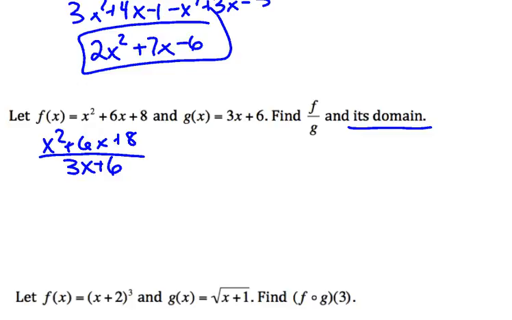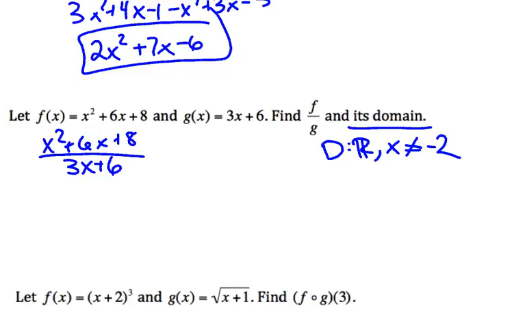And then you look at their new form. When they're together, is there anything that should be restricted? Well, if you're dividing, you have an x in the denominator, and whatever makes that denominator 0 should be a restriction. So if x was negative 2, we'd have 3 times negative 2 plus 6, which gives you 0. So your domain is all reals with x not being equal to negative 2. And there's the restrictions on your domain. Now that we've considered that, let's finish the problem.